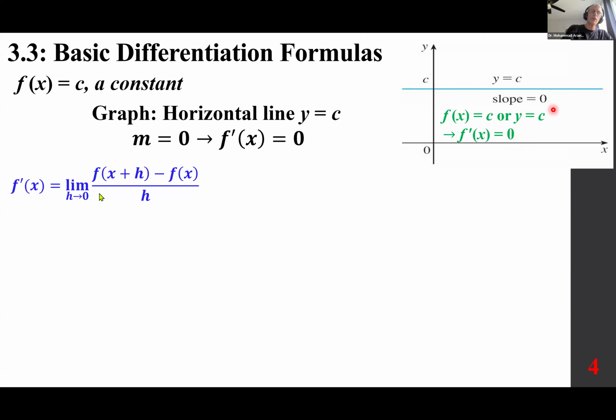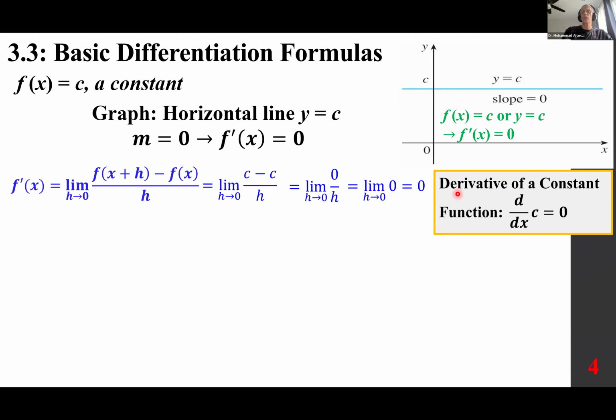If we go with the definition, the limit of (f of x plus h minus f of x) over h as h approaches 0. What is f of x plus h? Because c is a constant, it's independent of x. f of x plus h, or f of any number, is still the same thing, c. So c minus c becomes 0 over h. 0 over h is 0, and therefore the limit is 0. So that's a proof using the definition, and that's a proof using lines. In short, the derivative of a constant function, d/dx of c, is equal to 0.